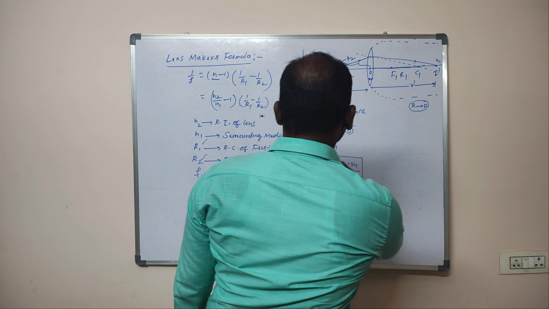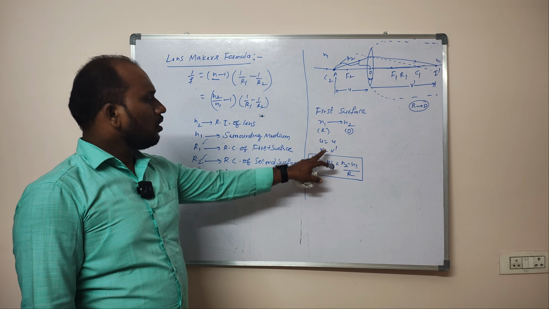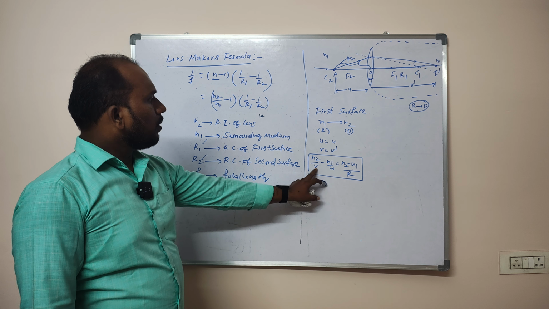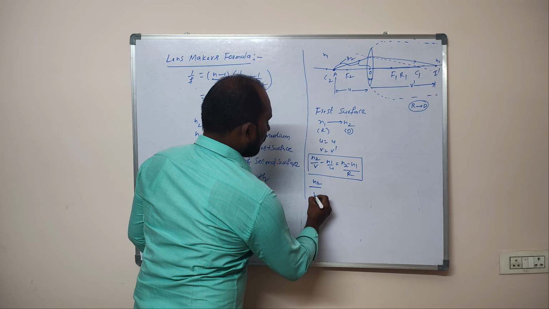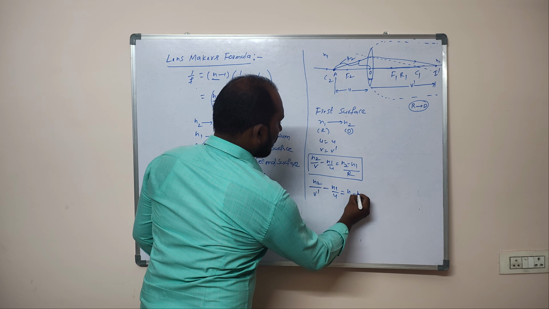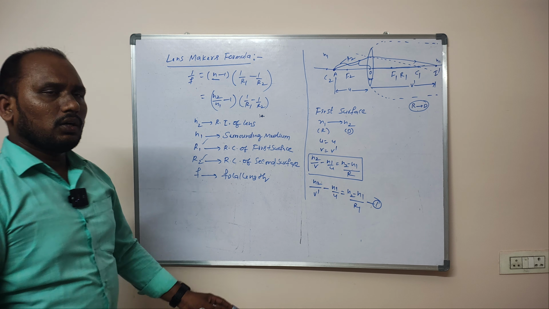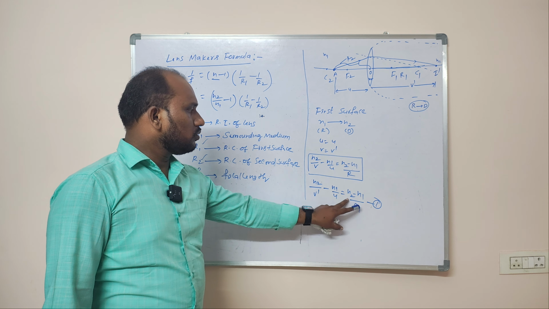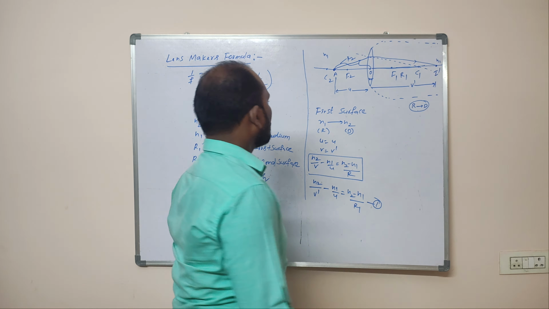Now we have to implement this formula for this case. n2 remains n2 and n1 remains n1, but v becomes v dash. So n2 by v dash minus n1 by u is equal to (n2 minus n1) by R1. Let us call this equation 1.